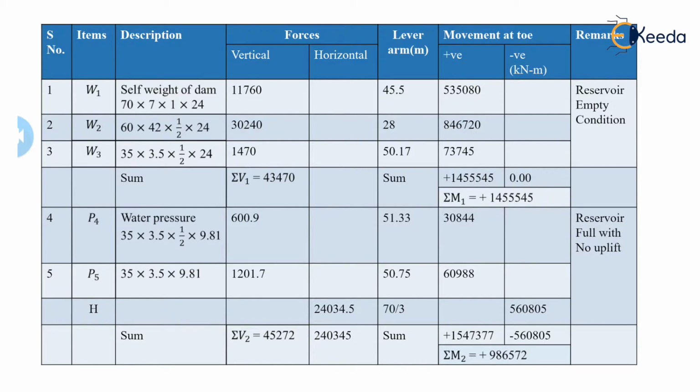See, if the reservoir is empty, basically we have to find out only the self weight of the dam, that is W1, W2, W3. Only that much force will be developed in the body of a dam. And because of these forces, the moment will be generated at the toe. See, we are resolving all the forces at the toe section.